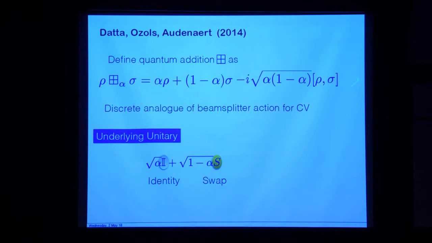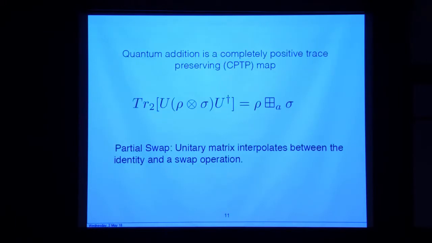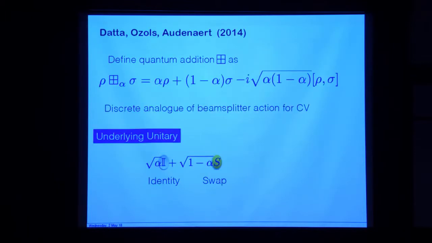How do we achieve this? This is not just some mathematical axiom or statement, but you can actually realize it as a physical process. To realize that, what you have to do is show that this is indeed a completely positive trace preserving map, or CPTP map. What they proved is that you have an input rho, an input sigma, you take the tensor product and apply this U, trace out the second system, and in the end what you have is the addition of rho and sigma according to this rule.